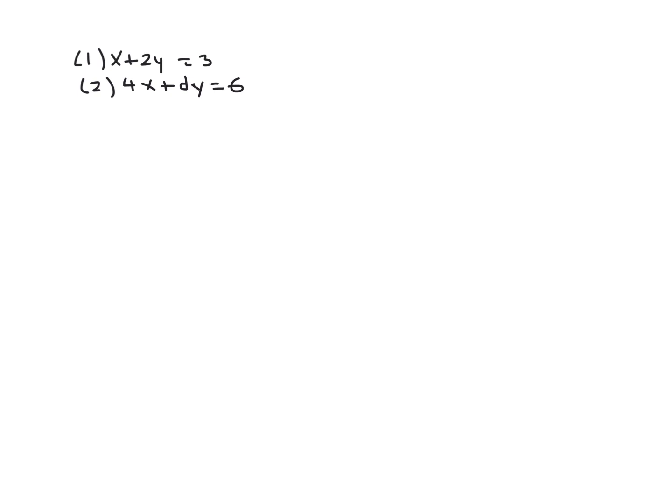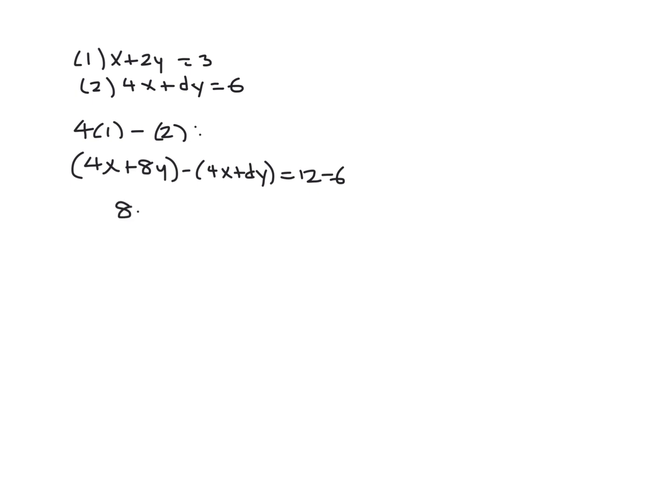So same story. Let's see what I can do here. 4 times equation 1 minus equation 2. That would give me 4x plus 8y minus 4x plus dy. And that is 12 minus 6. So this becomes 8y minus dy is 6. And therefore y would be 6 over 8 minus d. Now, I believe that is correct.